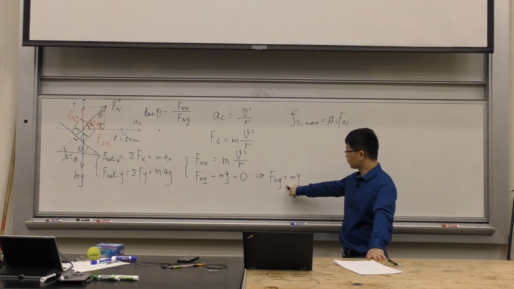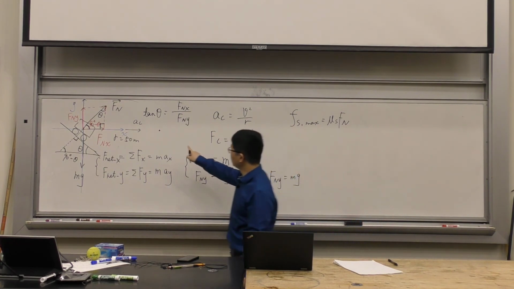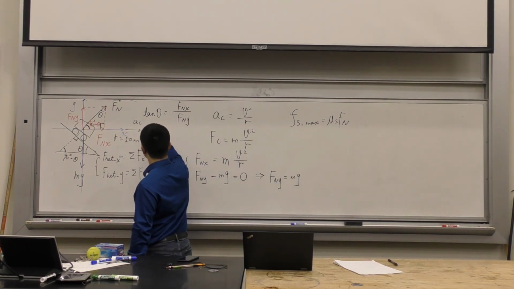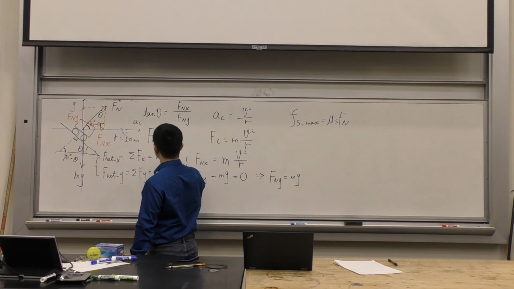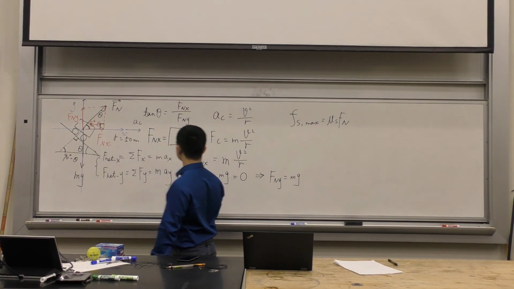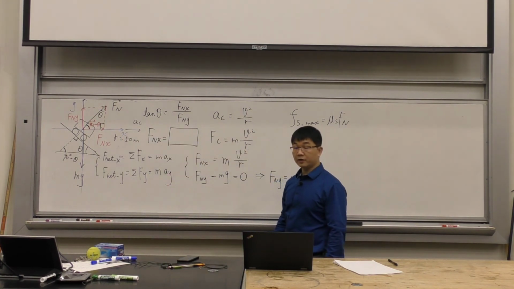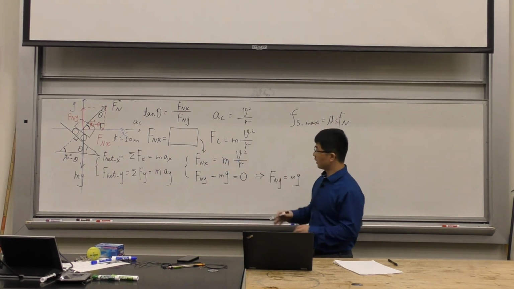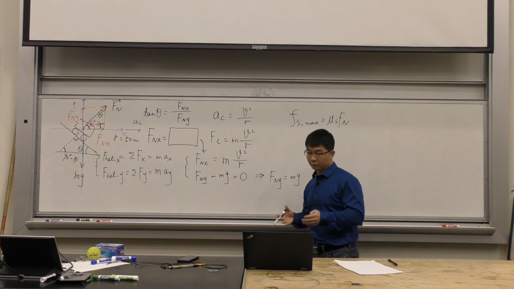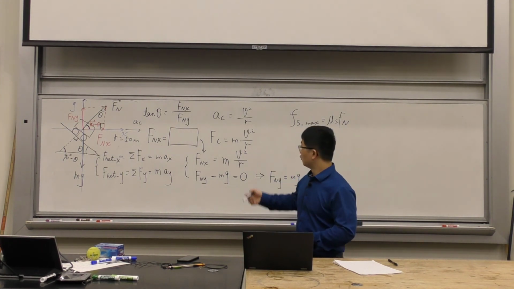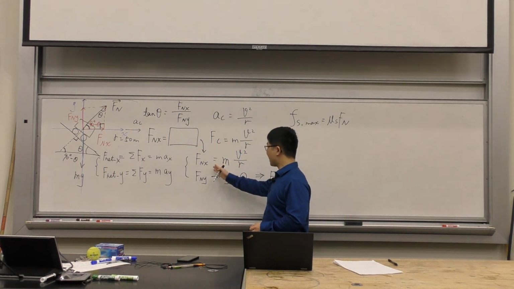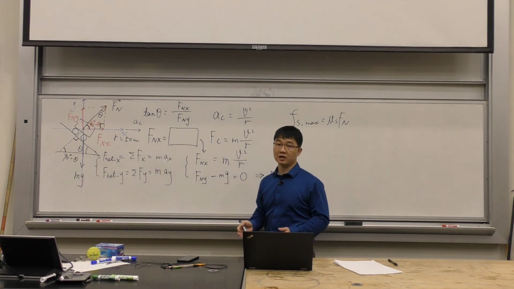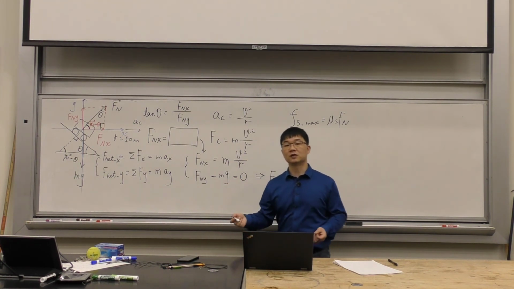If I know the expression for Fn y, then I can rearrange this equation and get an expression for Fn x. And if I get this expression, I can plug it into this equation. And you're going to see that even the mass is going to cancel. Remember, we're missing mass from the problem. But once you plug it in, you're going to have mass on both sides. You're going to cancel mass, so you don't need the mass.